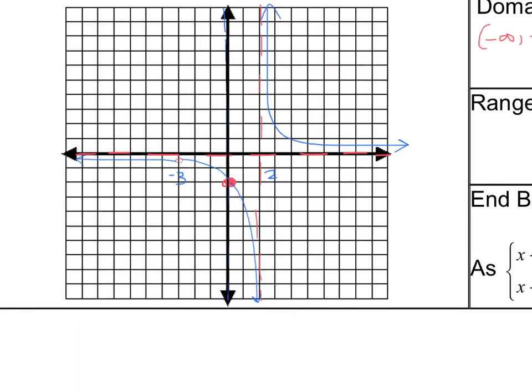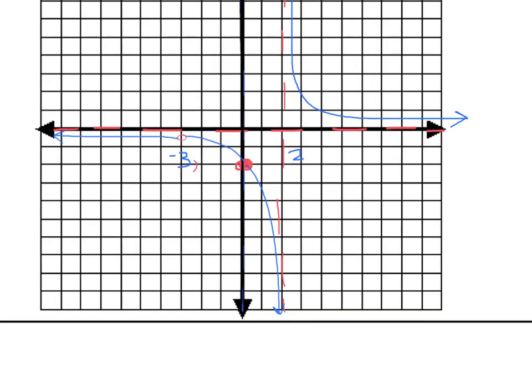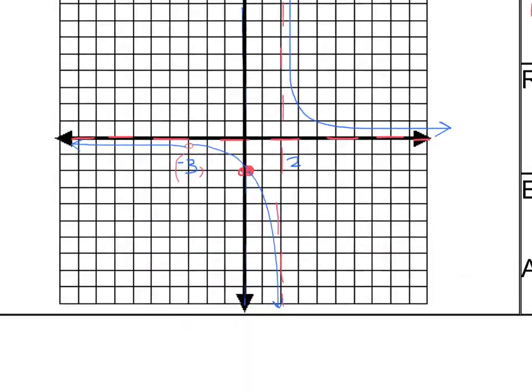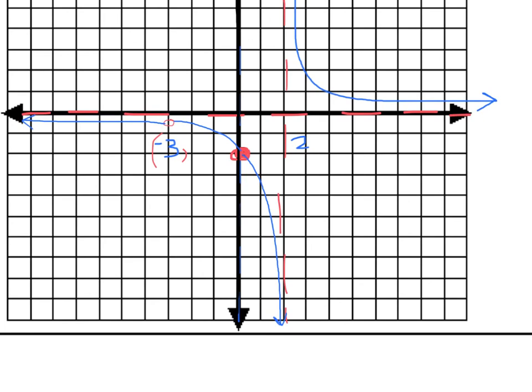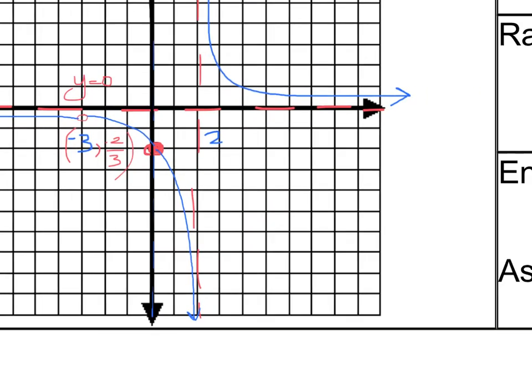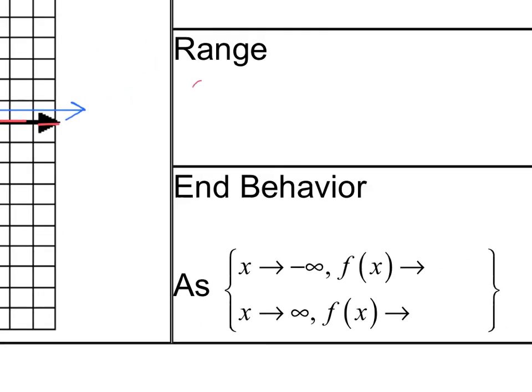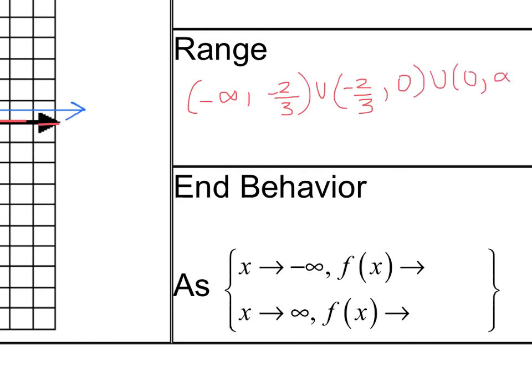So we have to look at the y of this hole. So the y was negative 2/3. So that's negative 2/3. That's the first split in my range. And then I have a horizontal asymptote at y equals 0, and that's going to be the second split in my range. So then my range is going to be from negative infinity to the y of the hole, then from that y coordinate to the horizontal asymptote, then from the horizontal asymptote all the way to plus infinity.